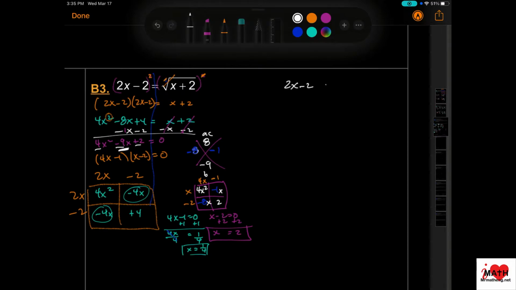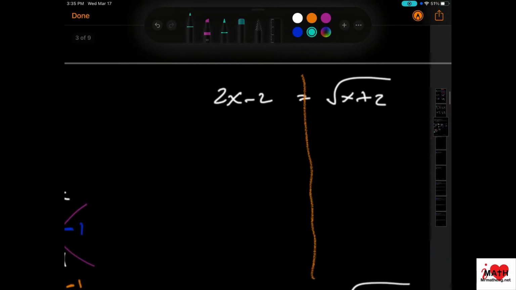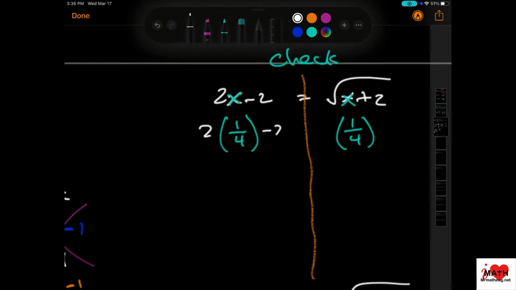2x minus 2 equals square root x plus 2. I'm going to write this twice. I want to separate both sides. And let's go ahead and do this one right here. X equals 1/4. So every x value, we're checking it here. Check. I have 2 and then minus 2, and then this one's going to be plus 2.